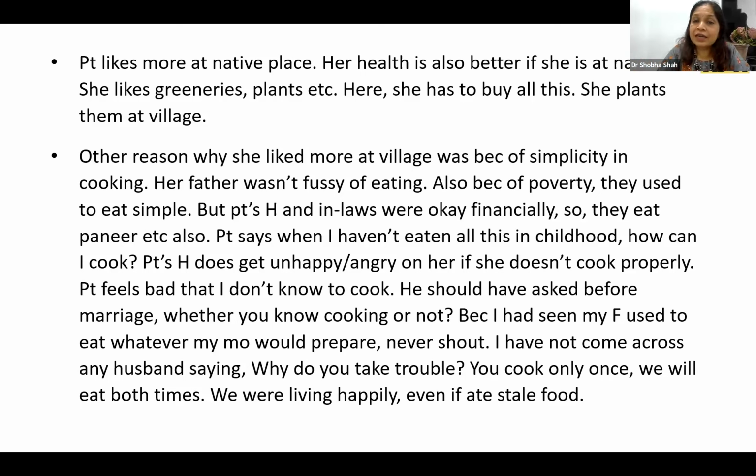So the patient said, I haven't eaten all this in childhood, so how can I cook? And the husband is a little unhappy and angry with her that she doesn't cook properly. So the patient also feels bad that she doesn't know how to cook all those. And she said that the husband should have asked me before marriage whether I know cooking or not. Because I had seen my father, that he used to eat whatever my mother gave. He never used to make any fuss.